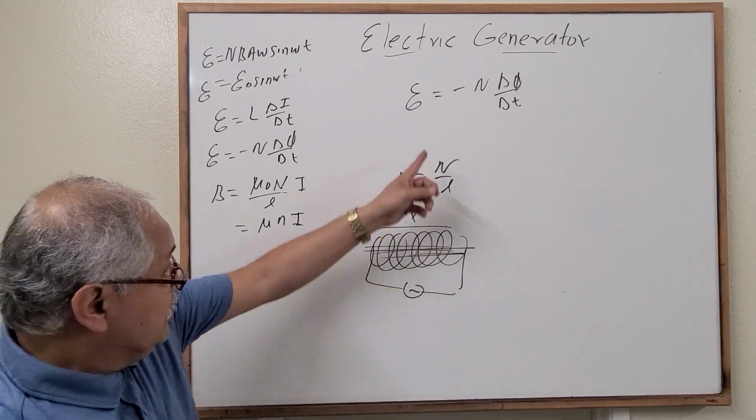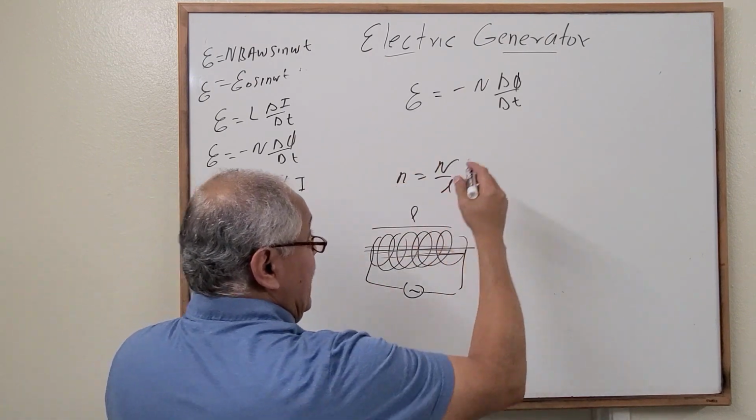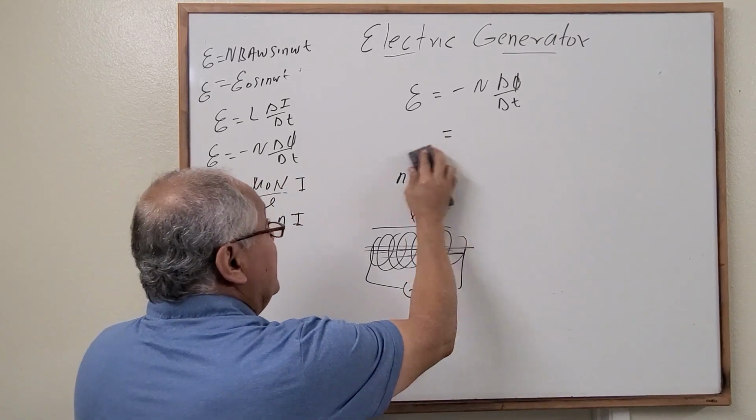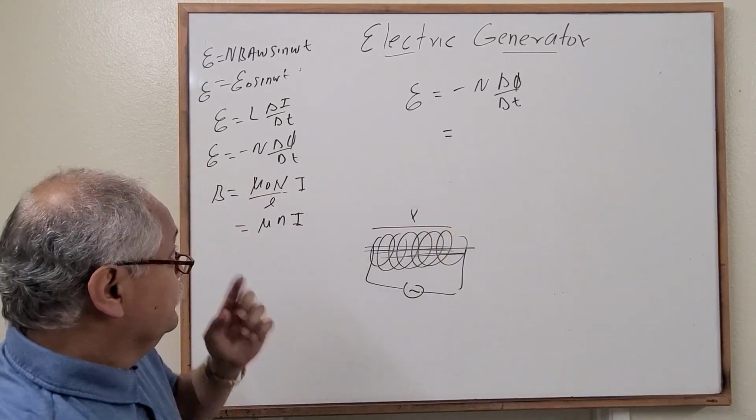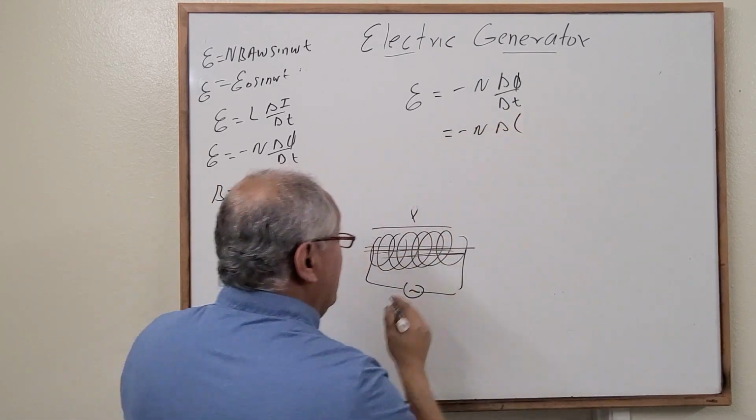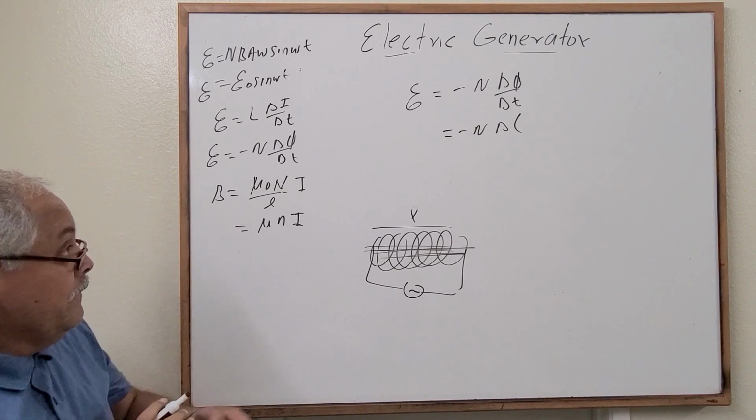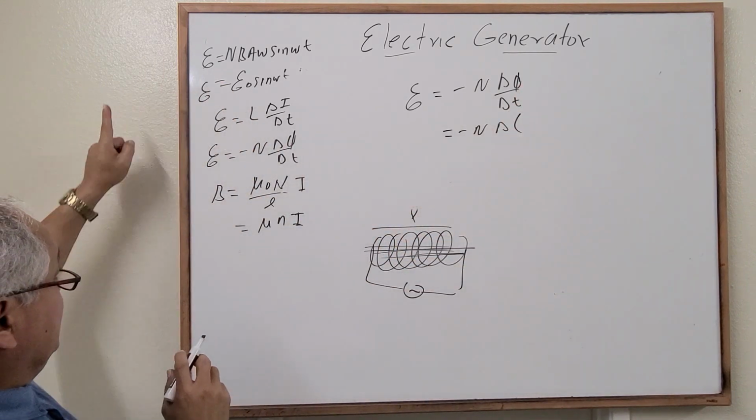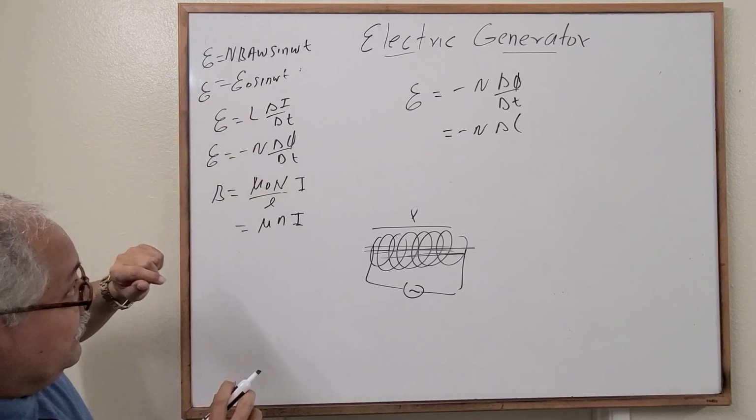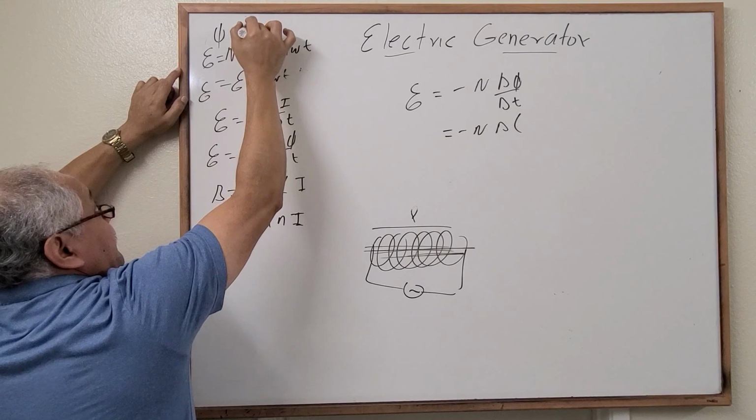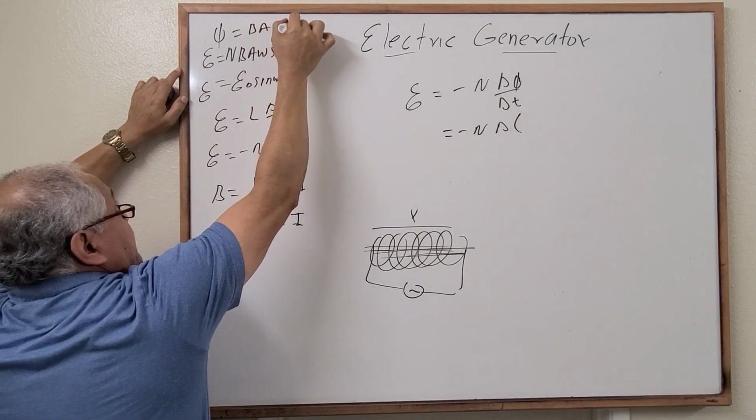Let's go back then to this analysis. And what do we have? This is equal to negative N times the change of the magnetic flux. Remember, from the previous chapters, the change of magnetic flux is equal to B A cosine theta.